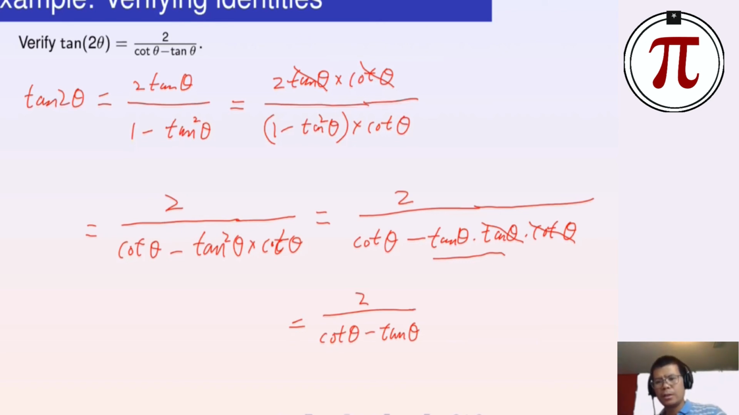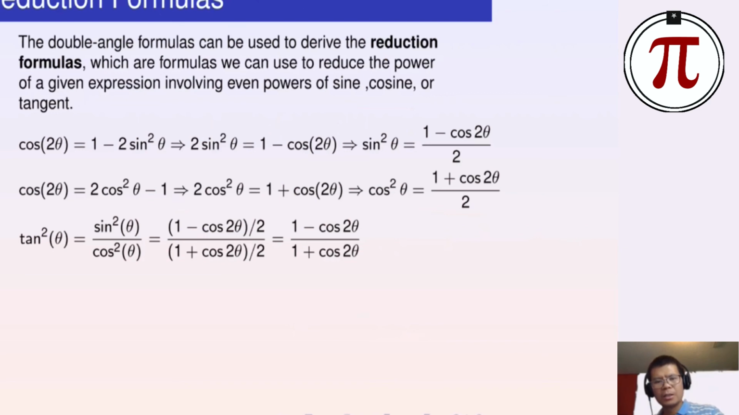Now let's consider the reduction formulas. The double angle formulas can be used to derive the reduction formulas, which can be used to reduce the power of a given expression involving even powers of sine, cosine, or tangent. That's why it's called reduction formulas.